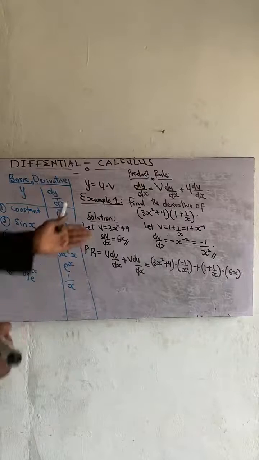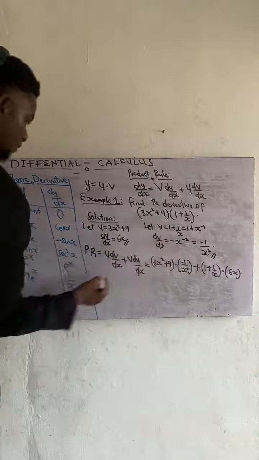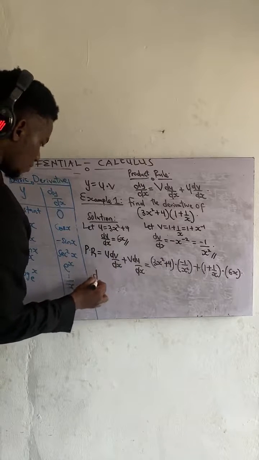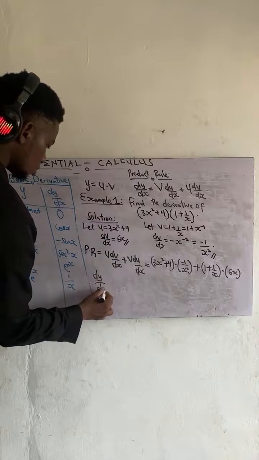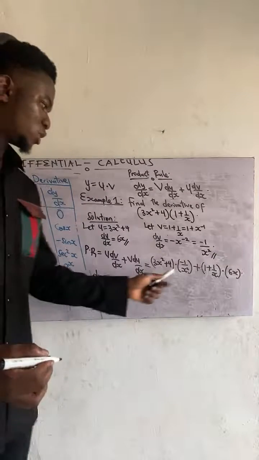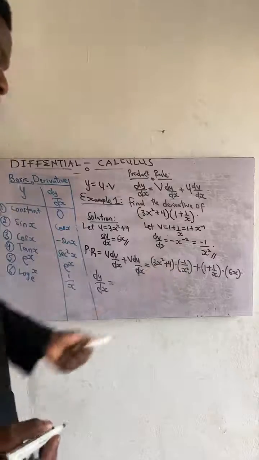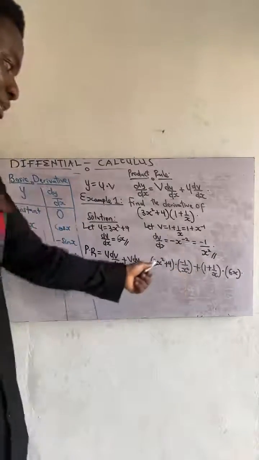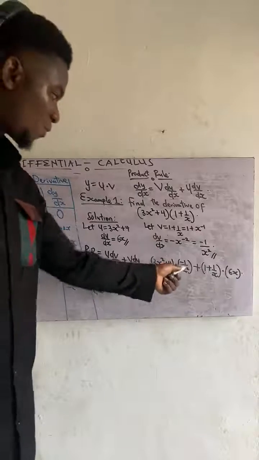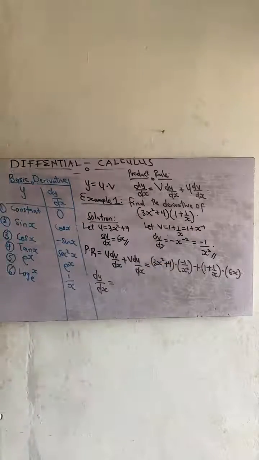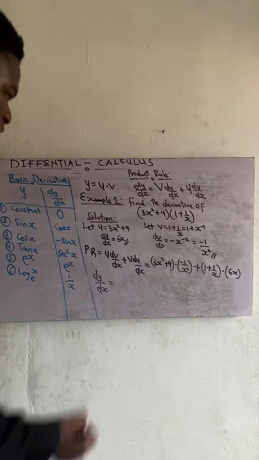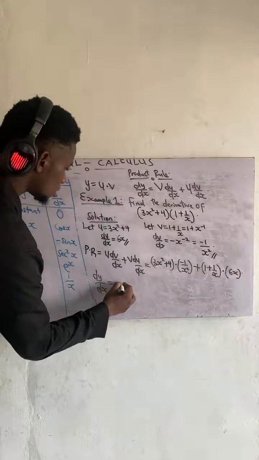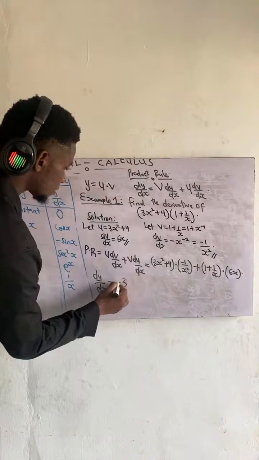Then the final step for the dy dx would be, we are going to use this to open the brackets. Are you there? So minus 1 over x squared times 3x squared. What will that give us? That will give us minus 3.